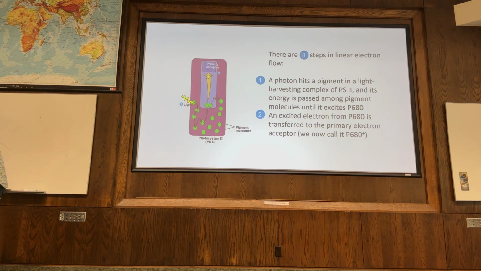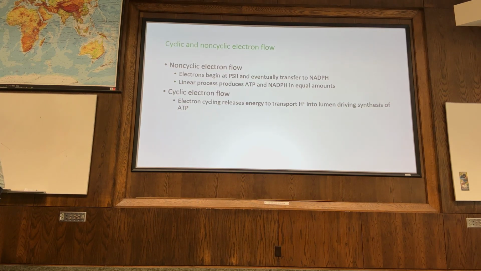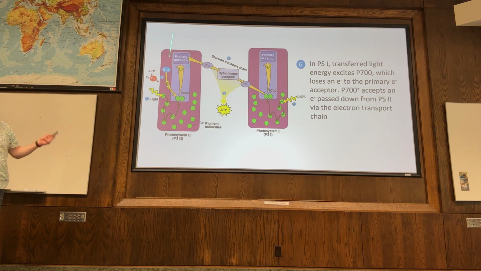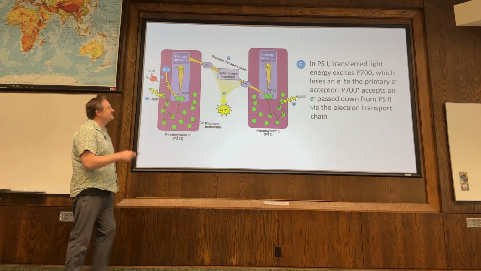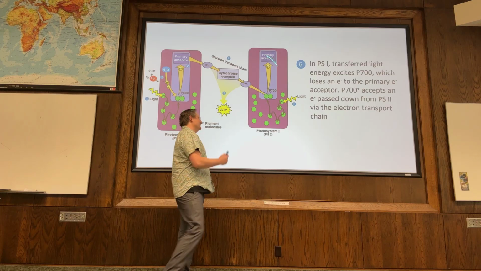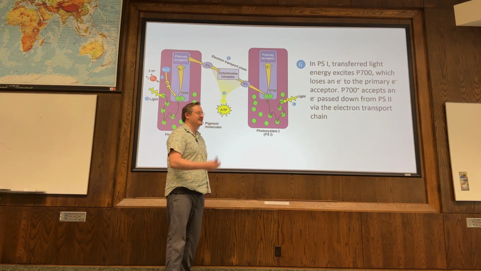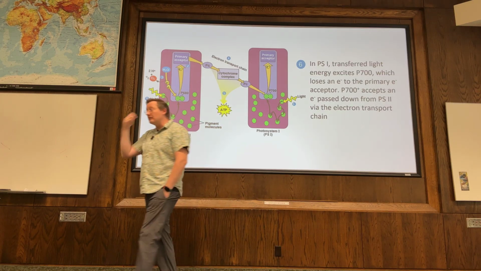So in linear electron flow, this whole process right here, there are two photosystems involved, photosystem 2 and photosystem 1. They are named in order of discovery, not in order of operation. So photosystem 2 operates first, and then photosystem 1 operates second in this process, which is frustrating, but it's because this one was discovered first, and it's also most likely that photosystem 1 evolved first, but we'll get into that point in a little bit.